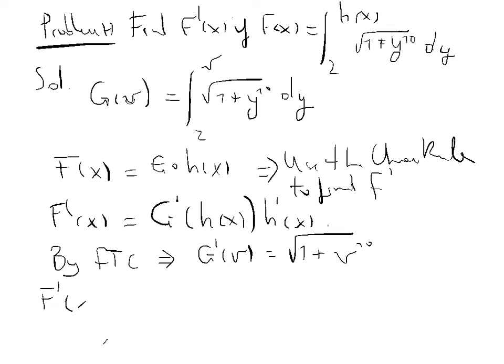The derivative F prime of x is equal to g prime evaluated at h of x, so it's going to be the square root of 1 plus h of x to the 10th power, and we're going to multiply this square root by the derivative of h. And we are done. Then, of course, depending on what h is equal to, we are going to get different results. So this is an exercise that I leave to you. Good luck.